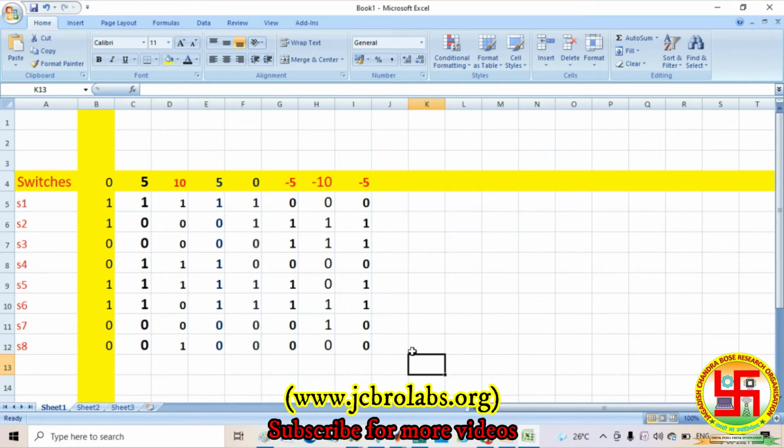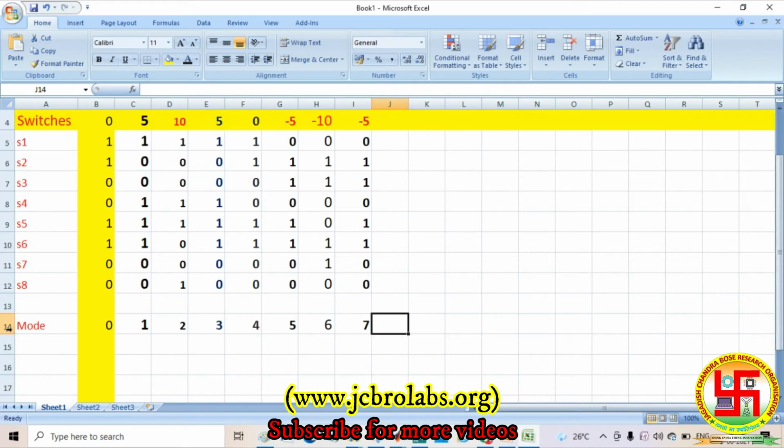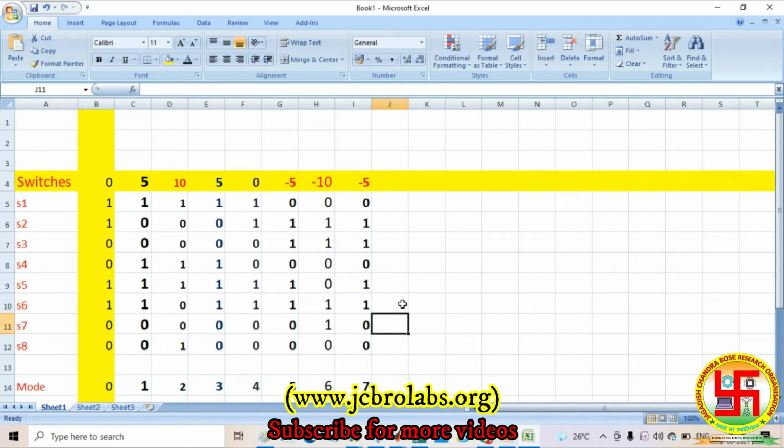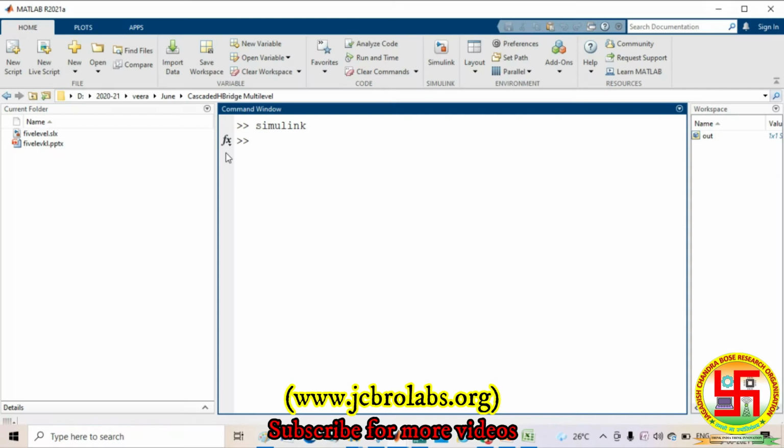Now let's write up here the mode of operation. Mode 0, 1, 2, 3, 4, 5, 6 and 7, which we have taken from 0 to 7, this is the mode of operation. This is what we need to get, and we need to give the gate pulses to this one. First we will design the 5 level inverter. So open the Simulink library.